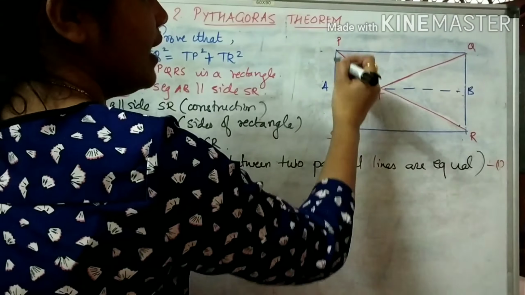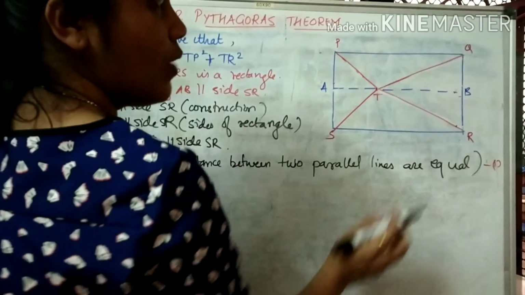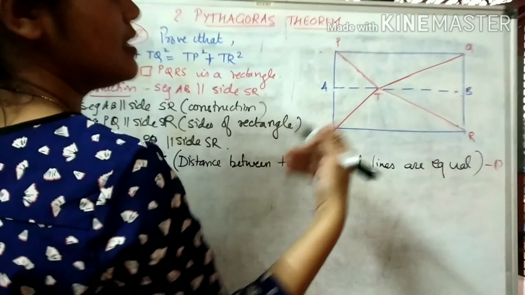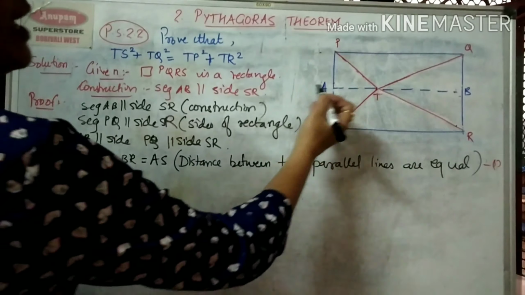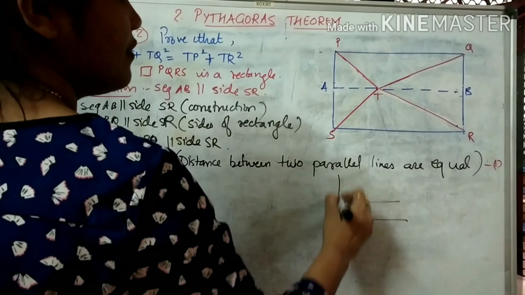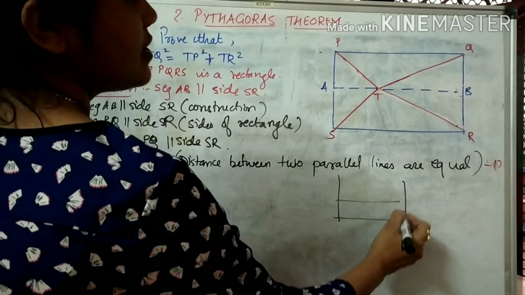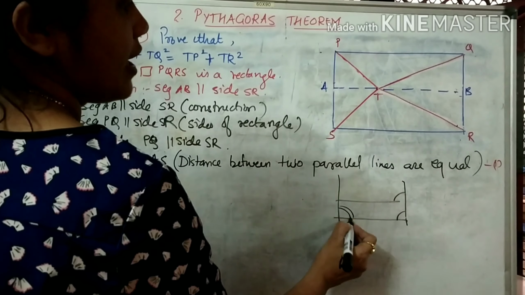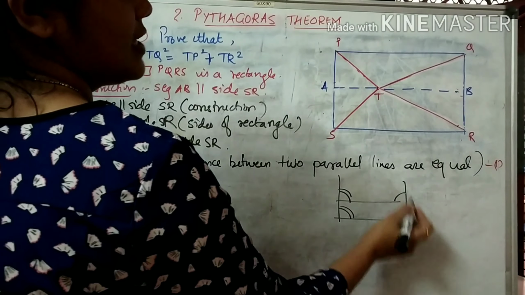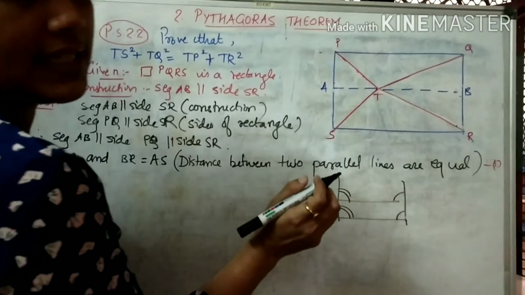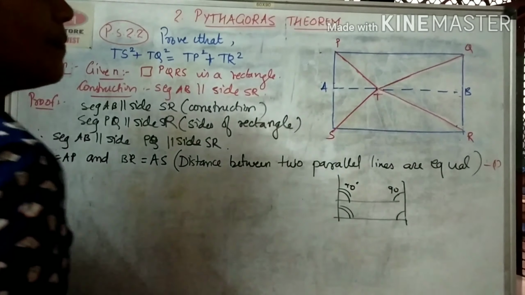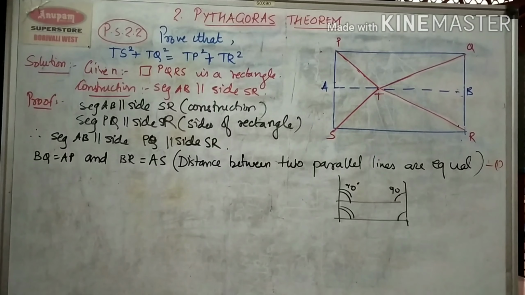We will say that PS is parallel to QR and these are the transversals, or else the other way to do that is AB is parallel to SR. AB is parallel to SR, and if these are the transversals, then this angle is congruent to this and this angle is congruent to this. But we know that this is a rectangle, so these angles are 90 degrees and therefore this angle will also become 90 degrees. Okay, so that's what we are going to write down in our answer.